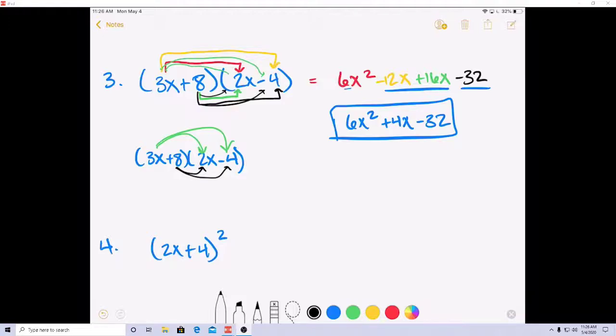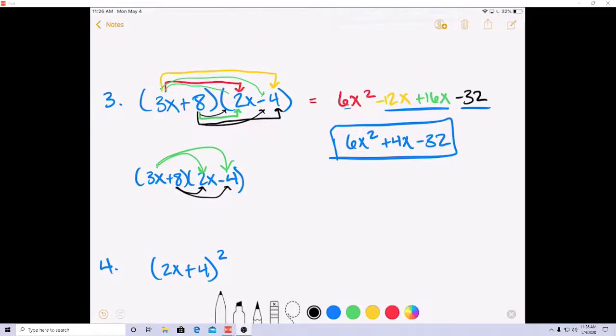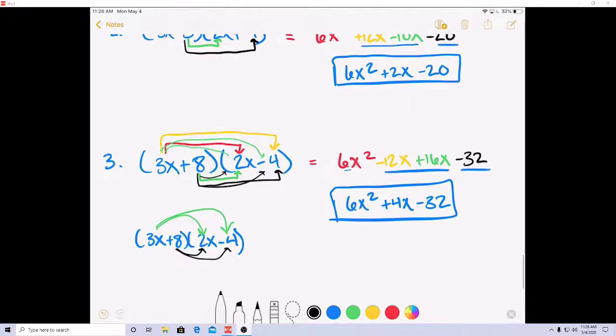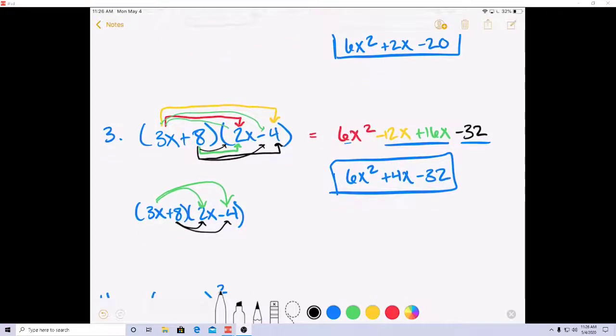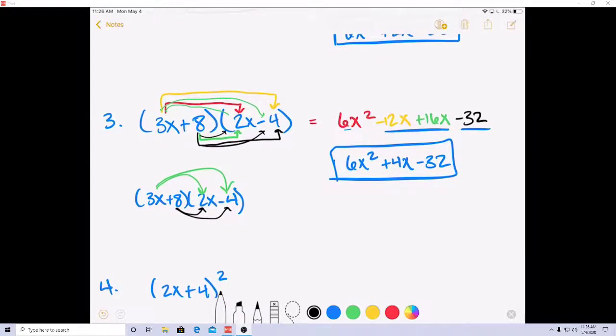It's still technically distributing, but when you do a binomial times a binomial, they have a fancy name for it. It's called the FOIL method. Okay, first, outside, inside, last. But if you think about it as just distributing, it works the same way. You distribute the first term to both terms in the other parenthesis. 3x times 2x, 3x times -4. And then you go back and you distribute the 8, the second term here, to the 2x and the -4 in the other parenthesis as well. And you'll get the same answer. Okay, so if you want to look at it that way, that's fine. It'll get you the same answer in the end. But we just call it the FOIL method.